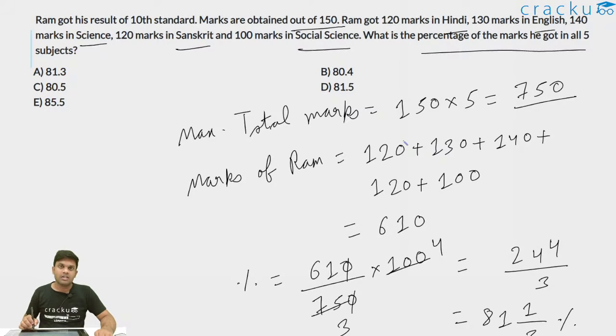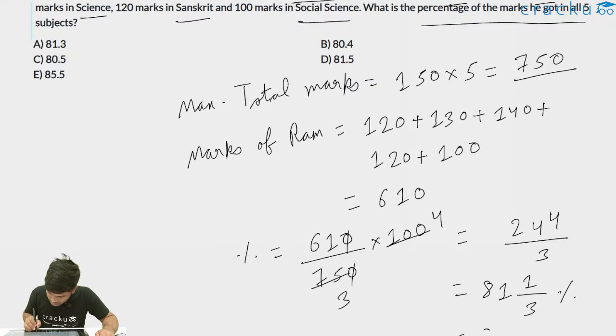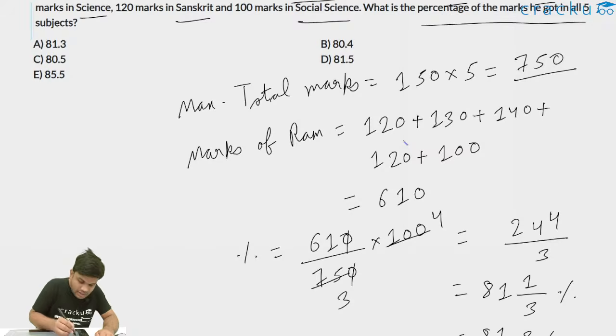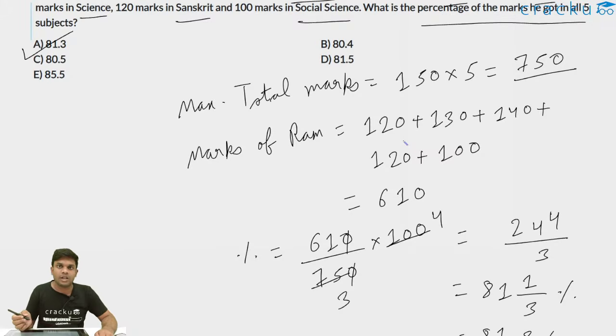So it is just above 81. 1 by 3 is nothing but 0.3. So it will be 81.3%. So answer is option number A, which is 81.3%.